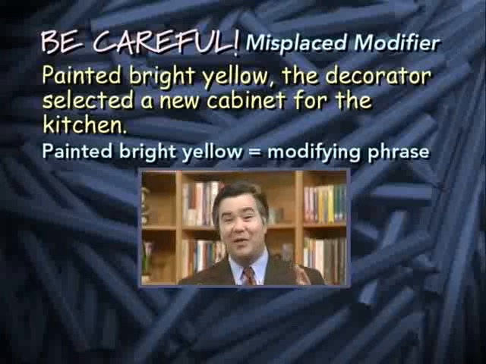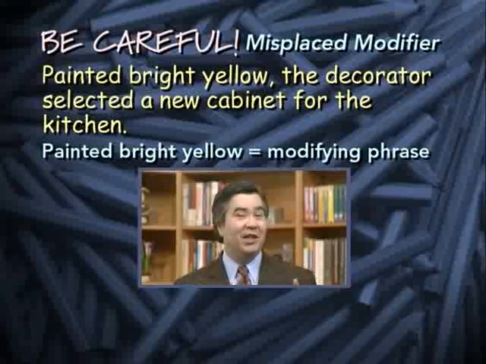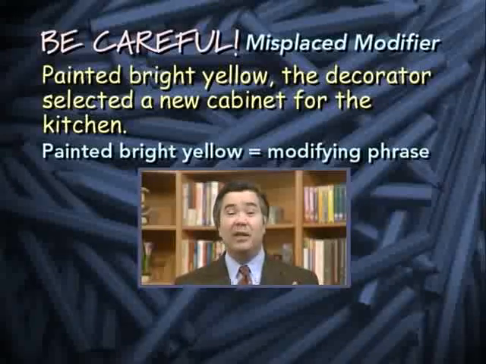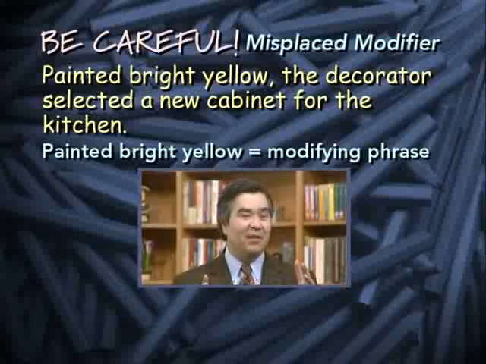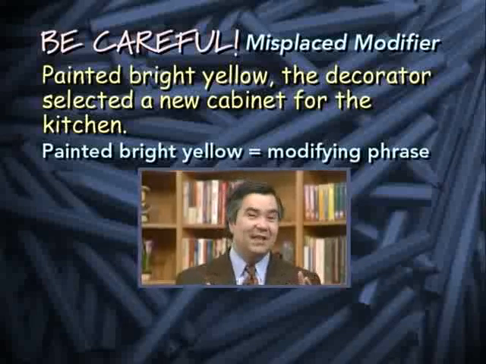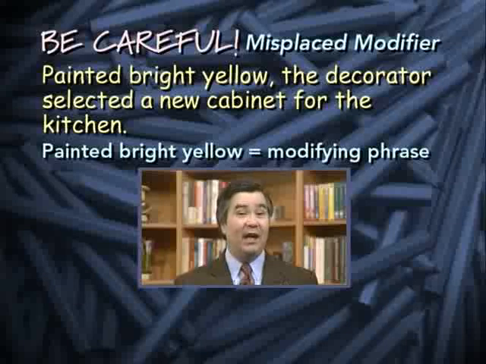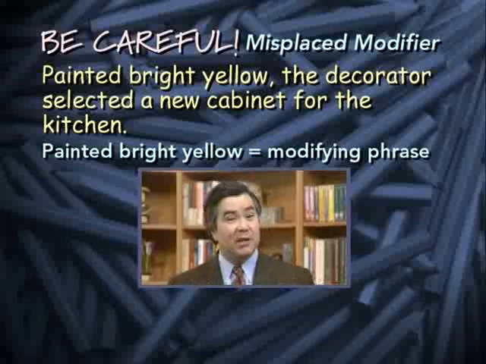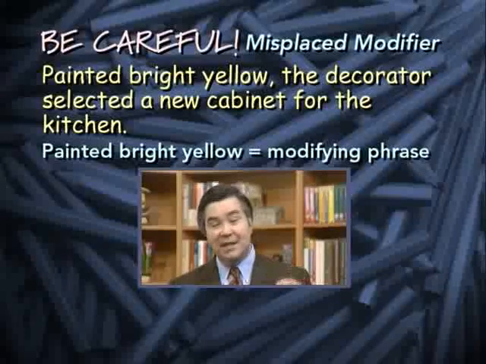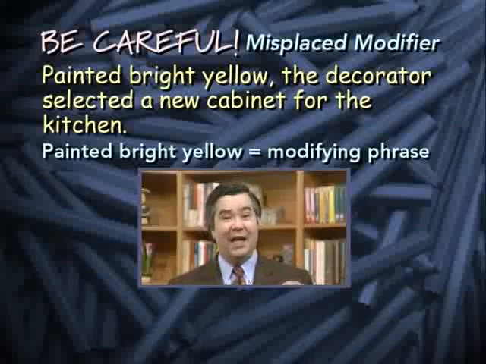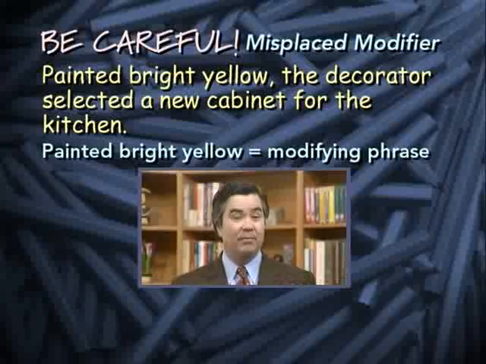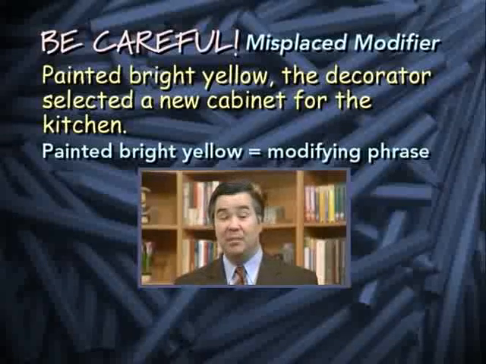Painted bright yellow, the decorator selected a new cabinet for the kitchen. It doesn't really make sense, and it's a little bit confusing. It causes the reader to pause just a second to get his or her bearings and figure out what's actually being said. And that's not the kind of effect you want your writing to have. Ideally, a sentence should be perfectly clear the first time through and not cause the reader to pause. This particular sentence violates the rule by separating the modifying phrase from the word that it modifies, and therefore we have a misplaced modifier.